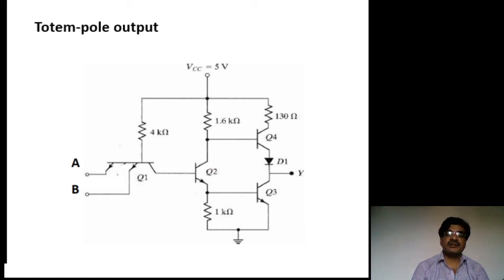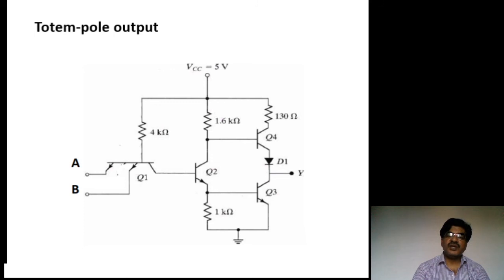In the next class you will see the Schottky model, that is the Schottky TTL model. Here almost all the transistors operate in the saturation region except Q4. For getting the on and off states, here we are using cutoff and saturation. Once the transistor is in the saturation region, to switch it off it takes a certain time because of the storage.